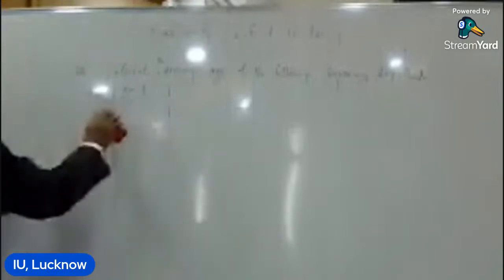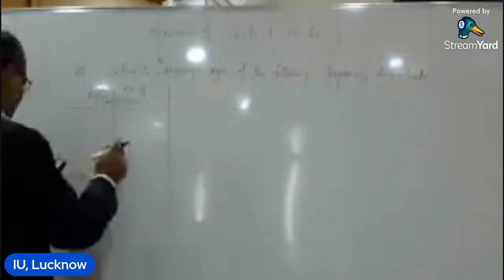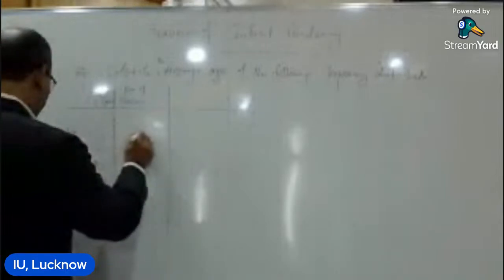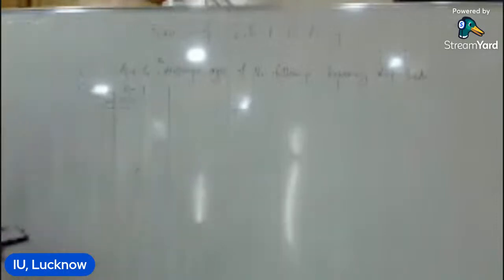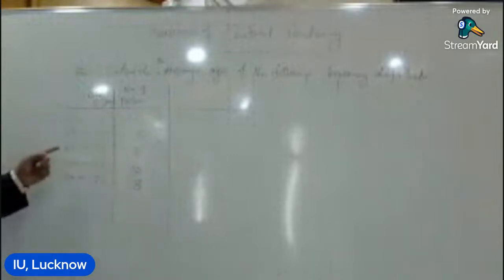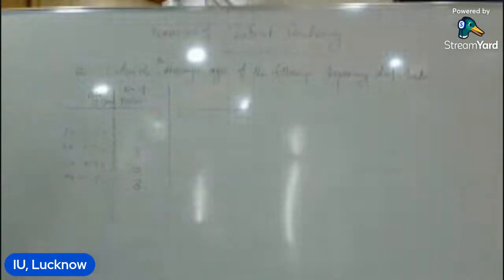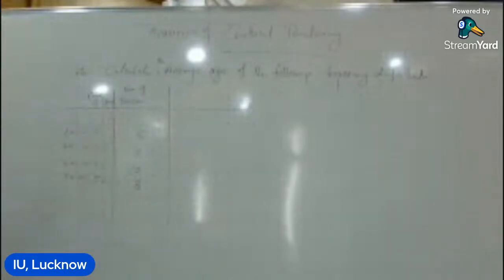The age data starts from 10 to 20, and the frequencies are 5, 7, 10, and 8. This is the age group: 10 to 20, the number of persons is 5. 20 to 30, there are 7 persons. 30 to 40, there are 10 persons, and 40 to 50, there are 8 persons. So this is the frequency distribution, and now we have to find the average age of these persons.